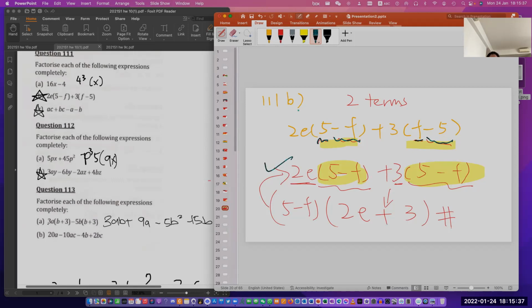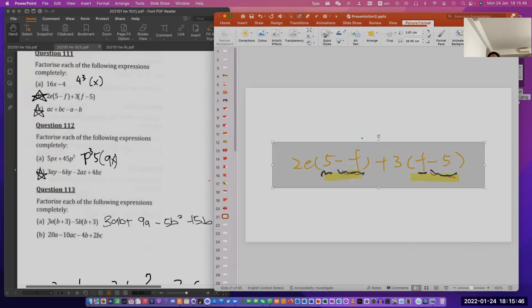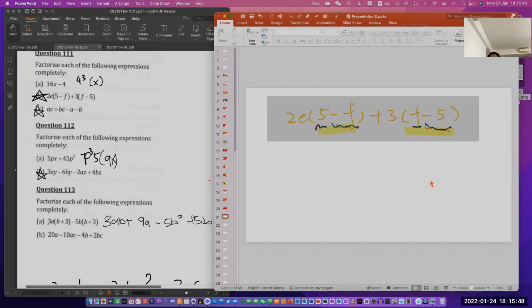So now the question is, how do you proceed with this one? Well, they are not the same, but almost the same. They are not exactly the same. So how do you proceed? You have to learn this technique.